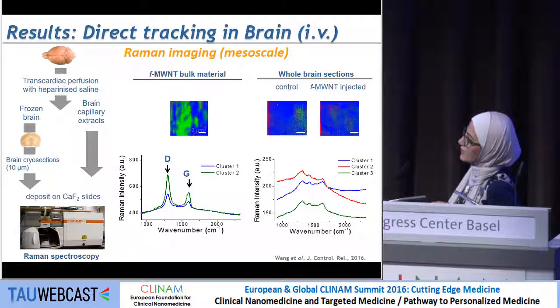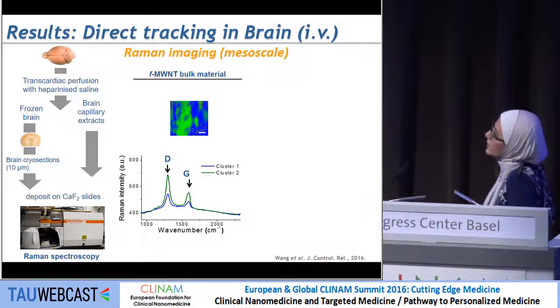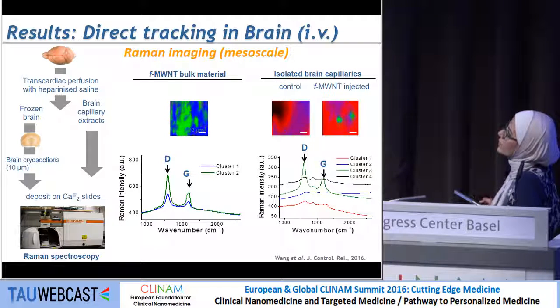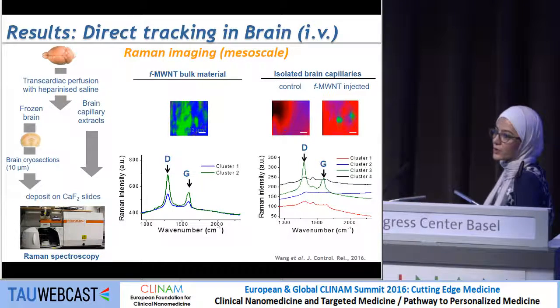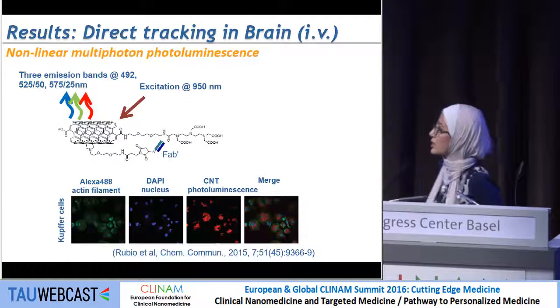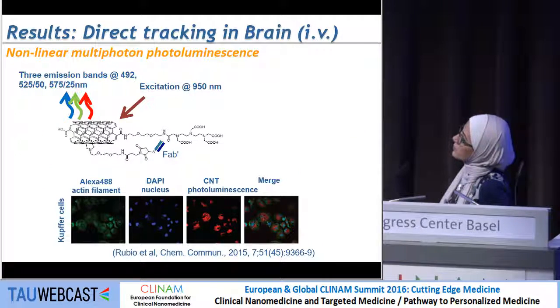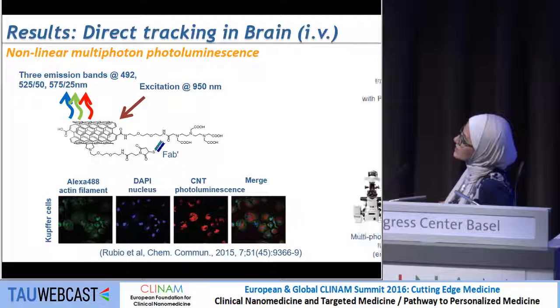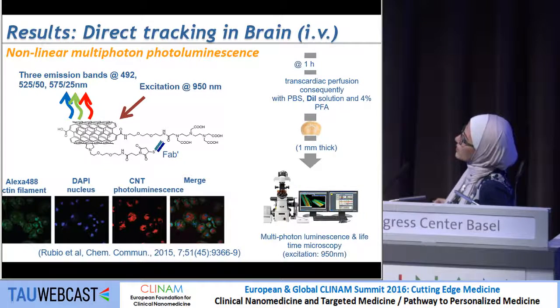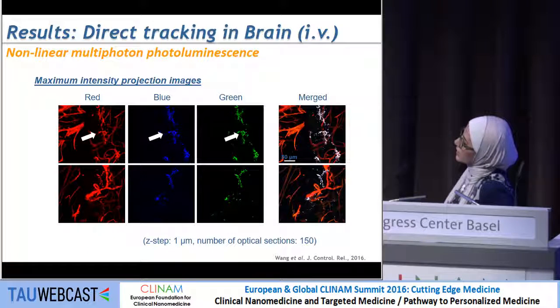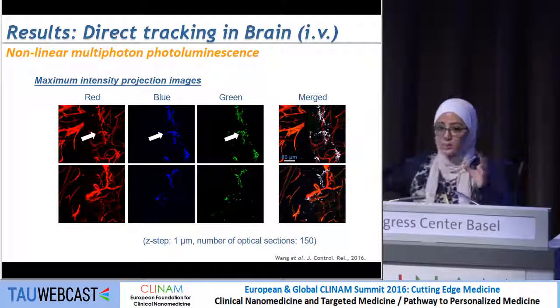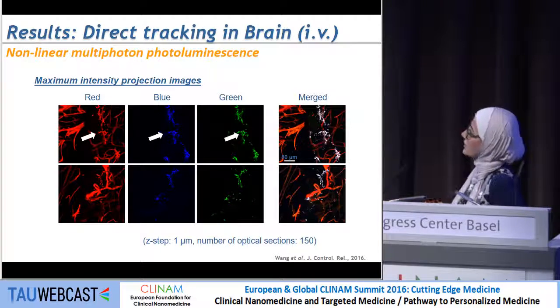CNTs have characteristic D and G signals, and unfortunately we couldn't see any signals in the whole brain, but we weren't surprised because we know that the amount in the capillaries was still greater, and you can confirm their presence. So we are actually tracking the CNTs themselves. The multiphoton imaging properties of the CNTs were also utilized in the whole brain sections, and these are cross sections of the brain. The red signal shows the brain capillaries, while the broad emission of the CNT, shown here in white, indicates that the CNTs are present outside the brain capillaries as well.